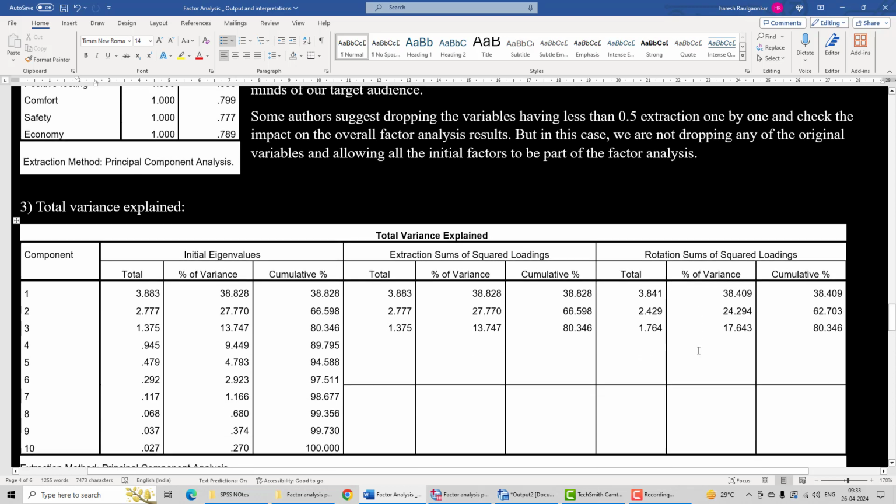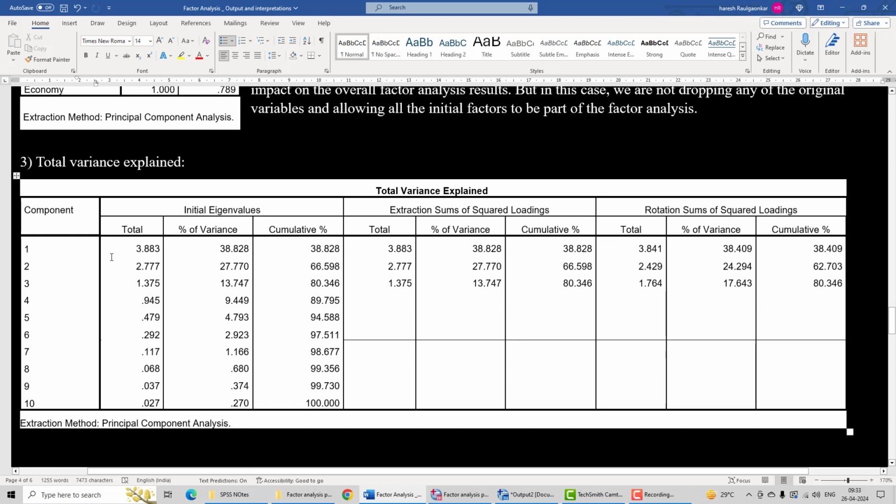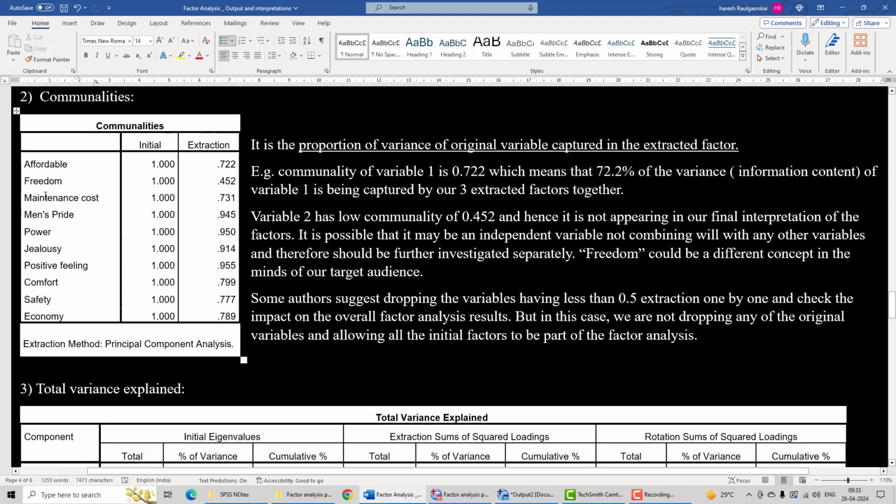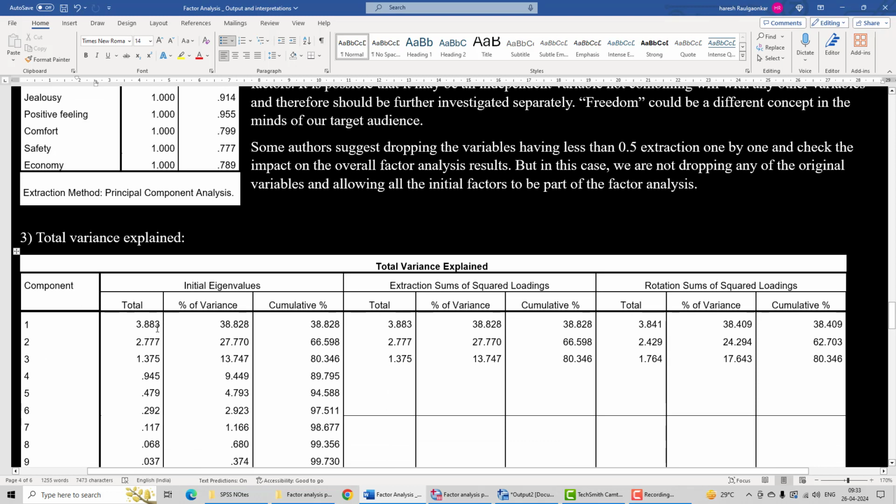Now the total variance explained. We got 3 factors out of the initial 10 variables, and if you see, the first factor is explaining 38.4% of the total variance. The second factor is explaining 24.29% of the total variance, and the third factor is explaining 17.643% of the total variance. Together, these 3 factors are able to explain 80% of the variance.